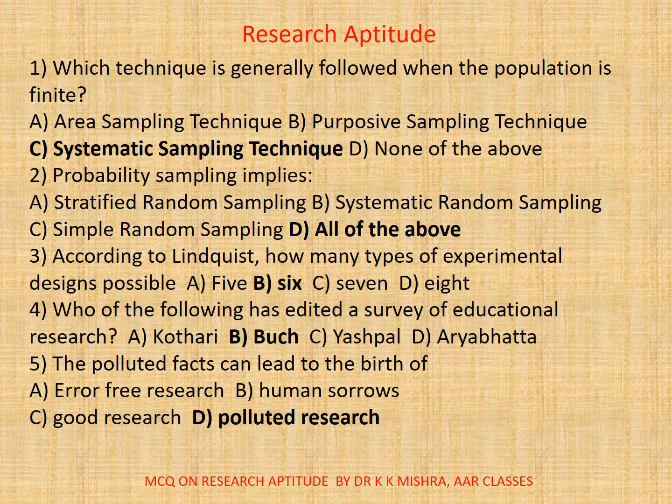2. Probability sampling implies A. Stratified random sampling. B. Systematic random sampling. C. Simple random sampling. Or D. All. The correct option is D. All.